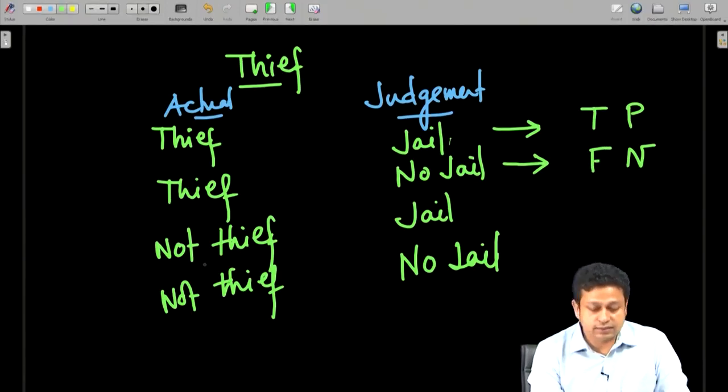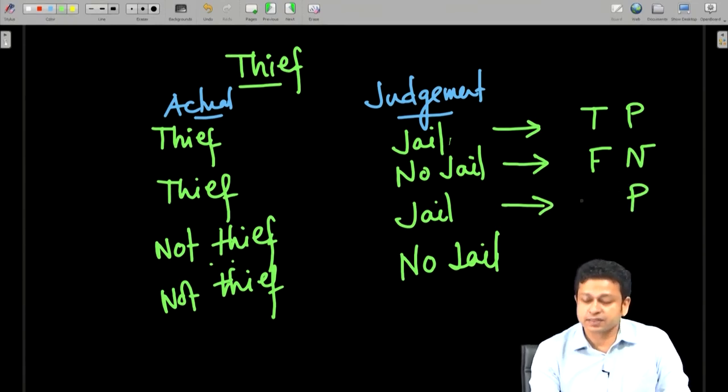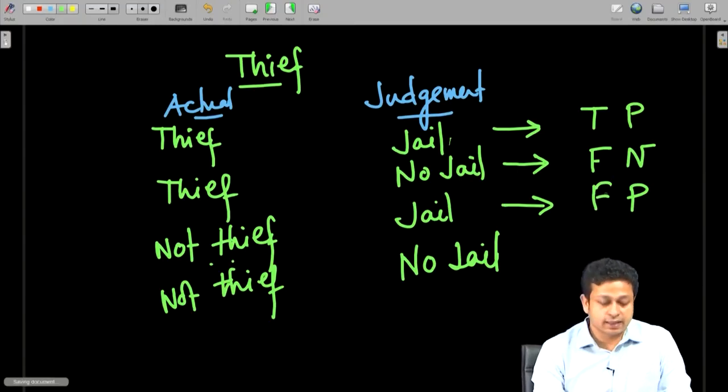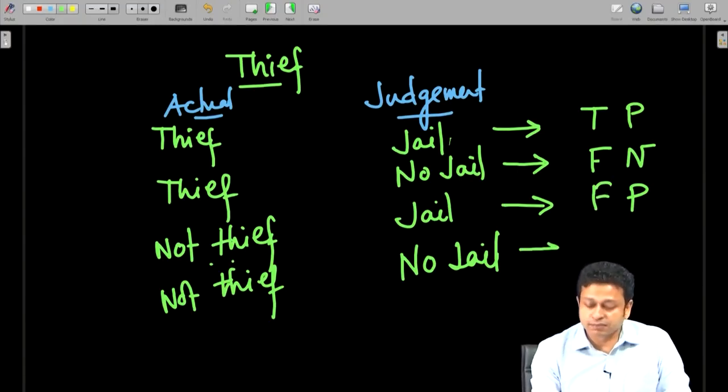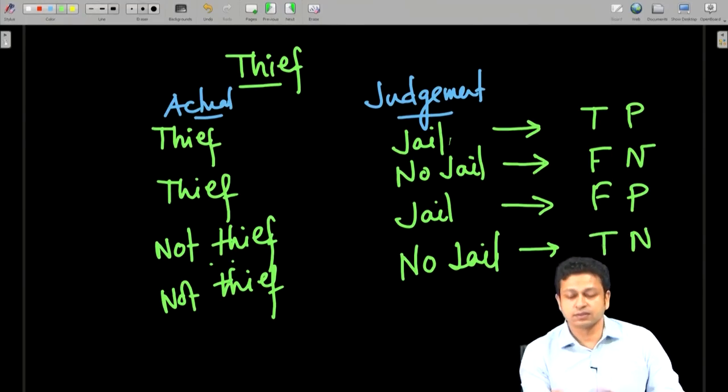Here the person is not a thief, but he is put in jail. So, the action is positive, but it is falsely positive, right. So, it is a false positive. And finally, the person is not in jail. So, it is a negative and the premise is he is not a thief. So, this is correct. The action is taken on the true premise. So, it is a true negative.